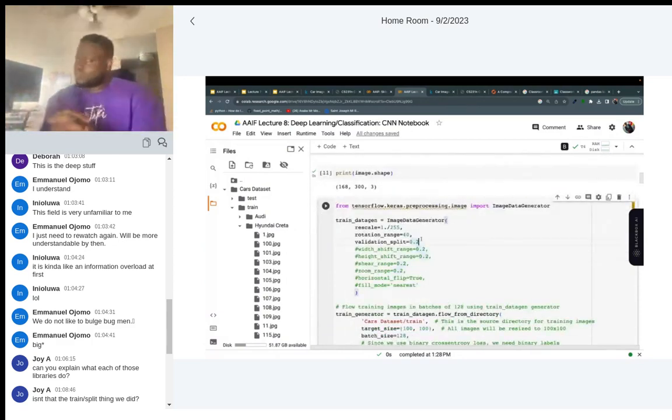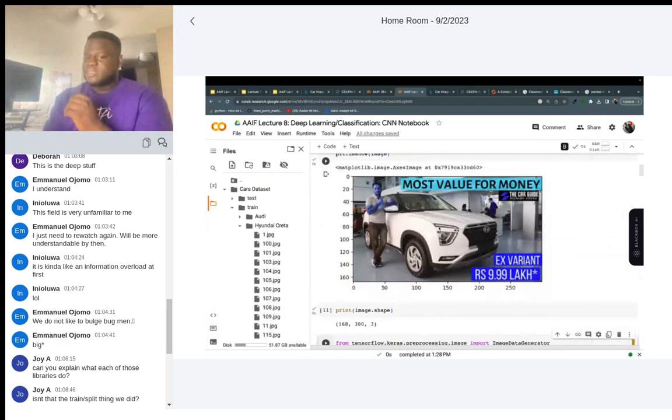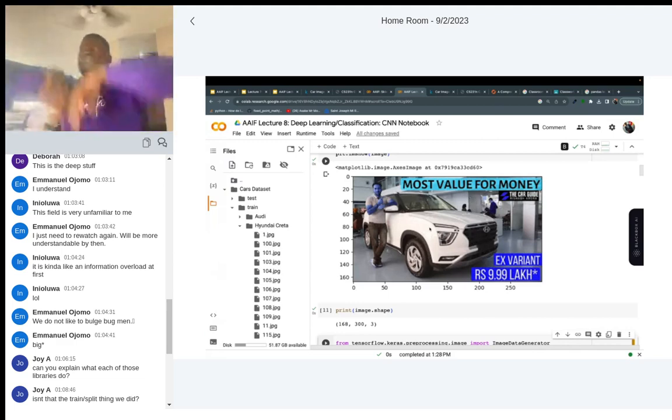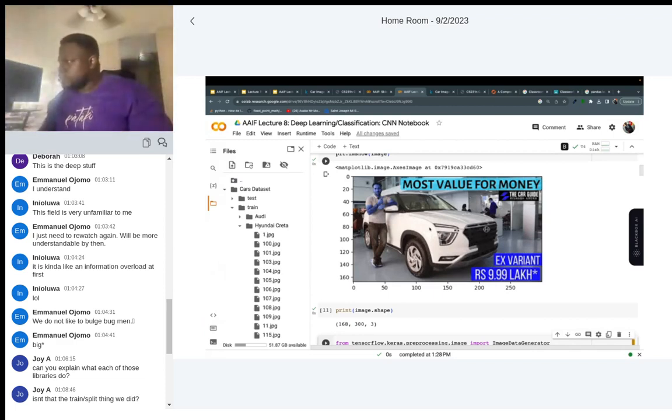Image generator. What image generator does is, for example, look at this car. Imagine you only take a picture of this car at this range, and you train a model only at this distance from the car. When you give it a picture that was taken at a different distance, it will be difficult for it to recognize. So you have to take the picture at different ranges, at different dimensions. What if the car was turned upside down and given to the model? There are different things that can happen in the real world.